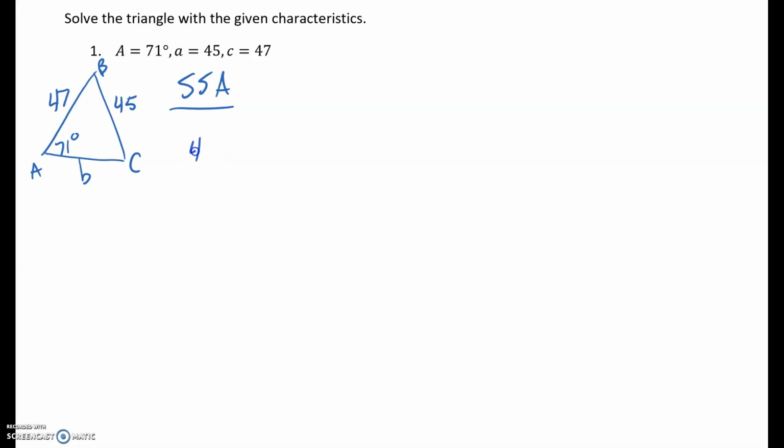So I would have 45 squared equals b squared plus 47 squared minus 2 times b times 47 times cosine of the angle opposite that 45, which is just 71 degrees. Okay. Notice here there's only one variable, so I can actually solve for it. It's b and b squared, but it's still just a single variable. So to get this to be a quadratic, I'm going to go ahead and move everything to the other side. And I've already done the calculations here.